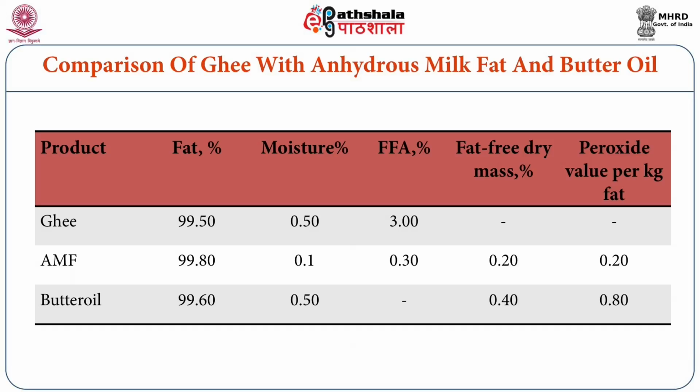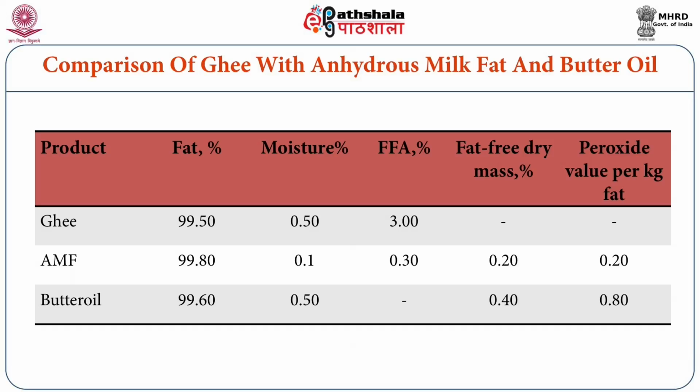Between AMF and butter oil, let me tell you, AMF is produced from a superior quality raw material, whereas butter oil can be prepared from a raw material of a certain age. Age means it could have been stored for some time. For example, white butter stored for 5 months can be made into butter oil, whereas to prepare AMF, you will have to directly start with freshly prepared white butter. The second is the moisture content.